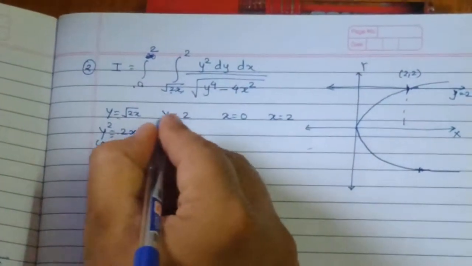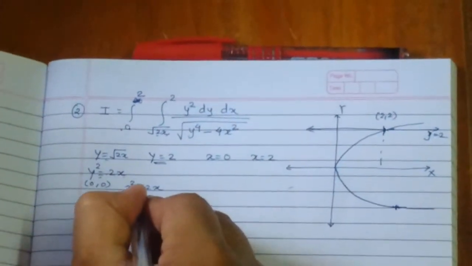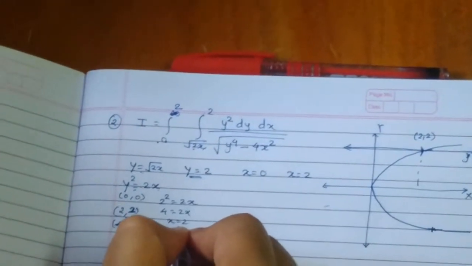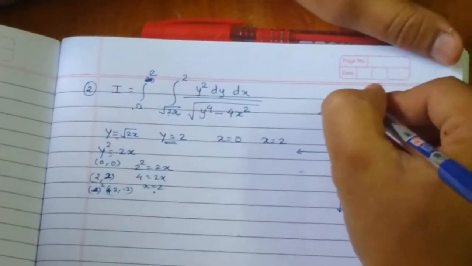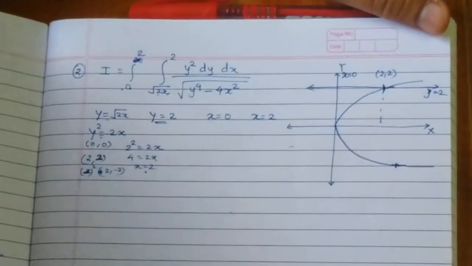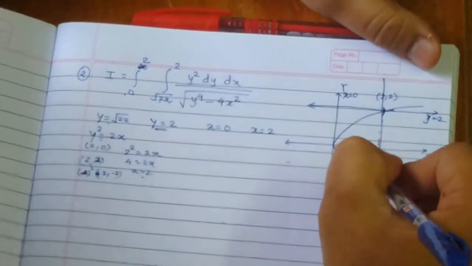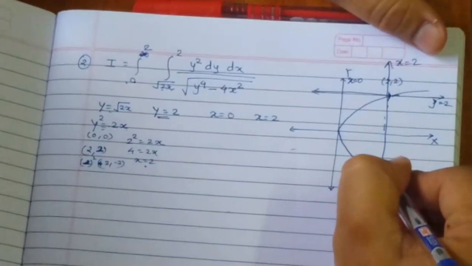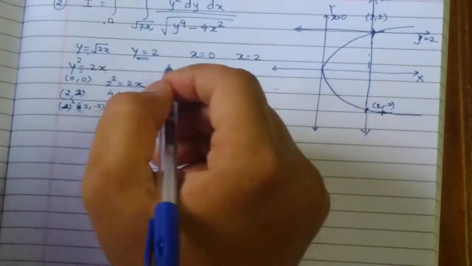If you want, you can see here, I am substituting y is equal to 2 here. 2 square is equal to 2x, hence 4 is equal to 2x, hence x is equal to 2. So for y is equal to 2, I am getting x is equal to 2, hence 2 comma 2 is a point of intersection. The next one is x is equal to 0, which means your y-axis, and the next one is x is equal to 2, the line which is like this. And here it is 2 comma minus 2.